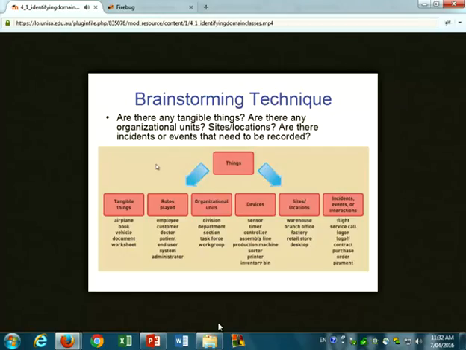So you would ask the user, are there any tangible things? Are there any roles played? Are there any organizational units, etc.? So using this, you systematically can try to identify the types of things they work with and the types of things that they're going to need to remember. And then this, of course, becomes the list of domain classes. Repeating this with different users, with different types of users, will give you a pretty systematic way of identifying domain classes.